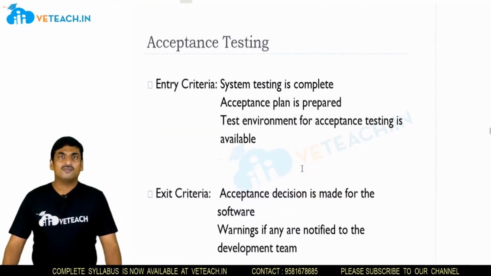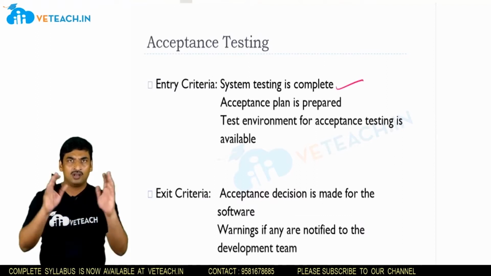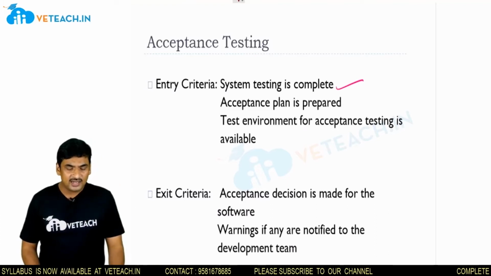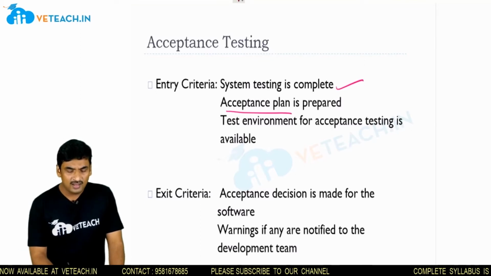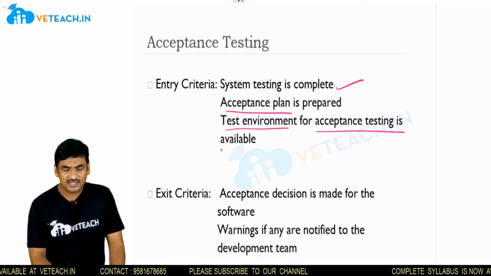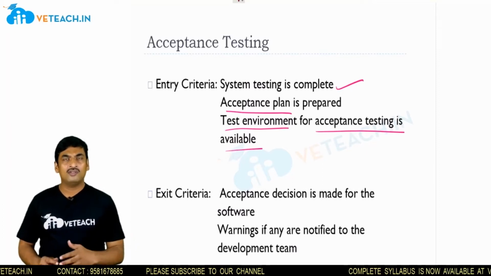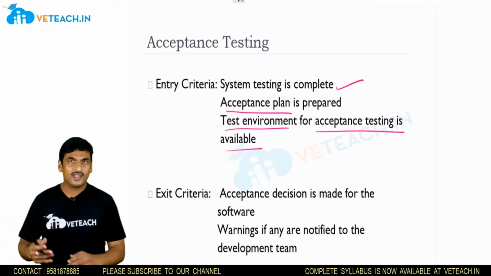Acceptance testing, the entry criteria is that the system testing is complete. Your complete system is ready; unit, integration, function, system testings are done. We have to prepare an acceptance plan. The test environment for acceptance testing is available. So involve the users, so that the users, developers and testers sit together and prepare.